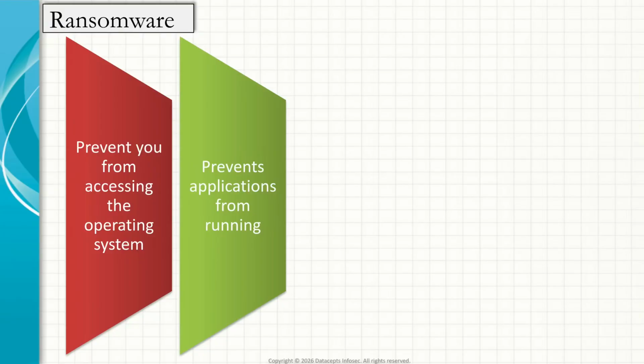Prevents applications from running. Here, ransomware interferes with normal software execution and stops important applications from opening or functioning properly. As a result, business tools, office software, security programs, and daily use applications may all become unavailable, which increases disruption and pressure on the victim.